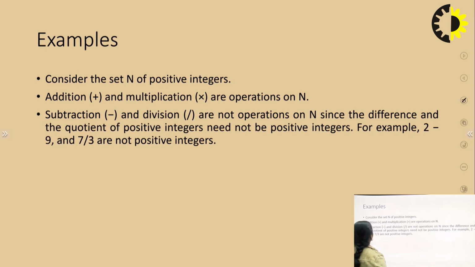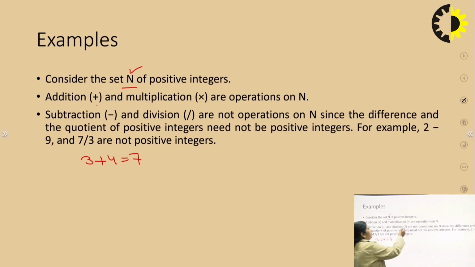I have taken here the set of positive numbers, that is the set of natural numbers, positive integers, N. If we talk about N and I do addition on two positive integers, what will I get in the result? That will also be a positive integer. The addition of two positive integers is always positive. It means in the set of natural numbers, if I do the operation plus, it will follow the closure property.